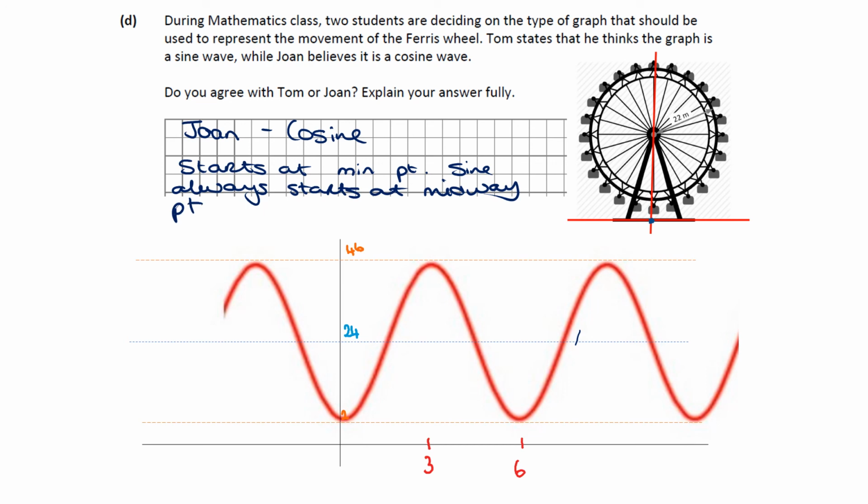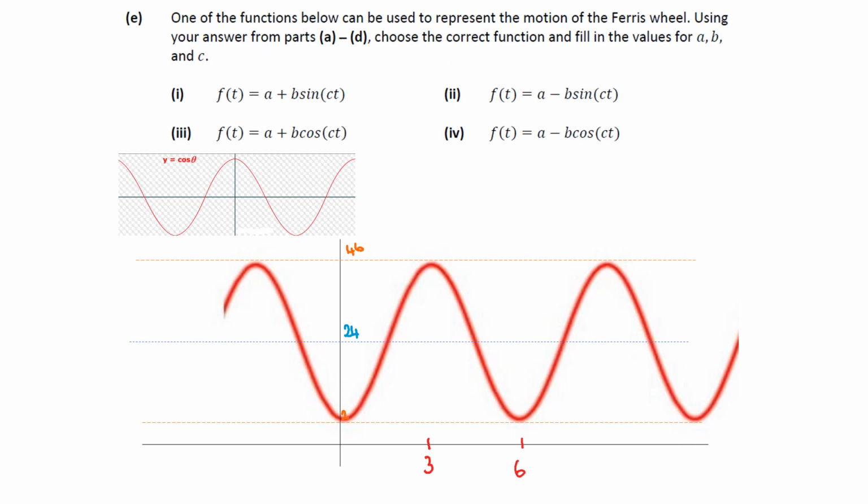Okay, and that was actually worth 10 marks in that exam. So part E says, one of the functions below can be used to represent the motion of the Ferris wheel. Using your answer from A to D, choose the correct function and fill in the values for A, B and C. So we've decided that it's a cosine rule. So the first thing I'm going to do is say, well, it's definitely not this one and it's definitely not this one. So that just leaves us 2 to work with.